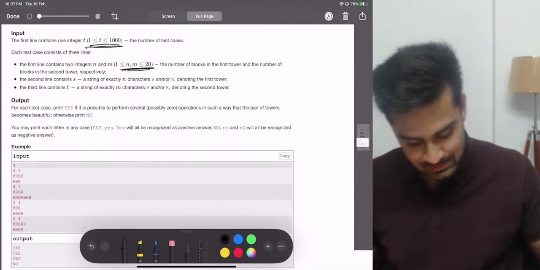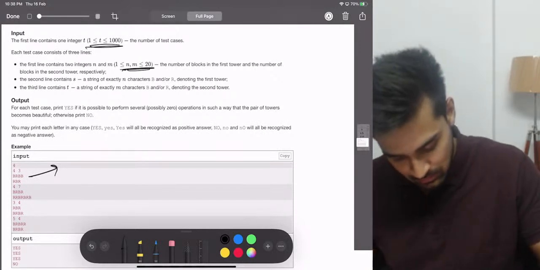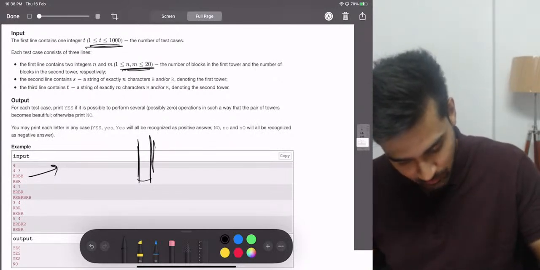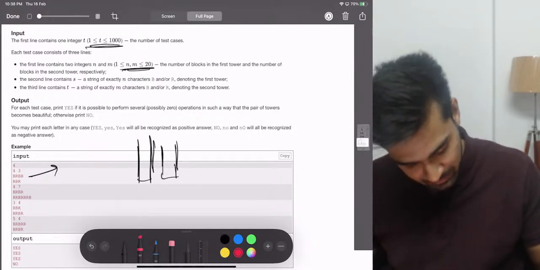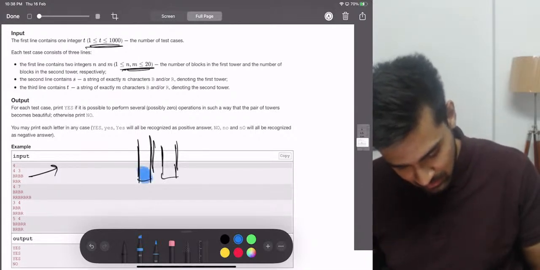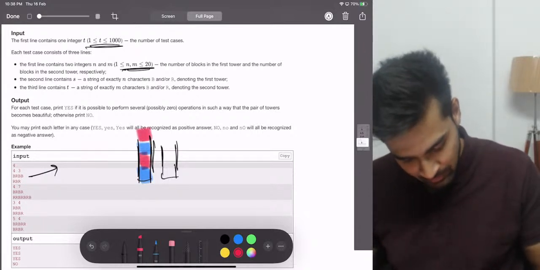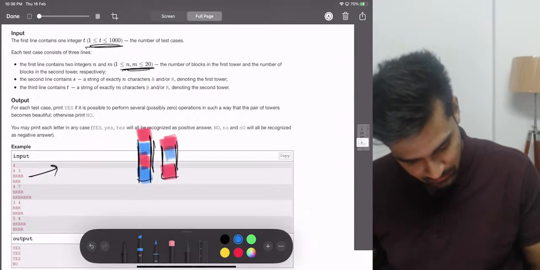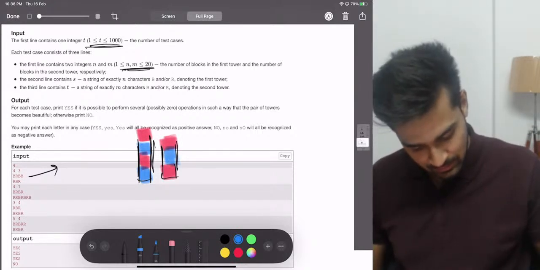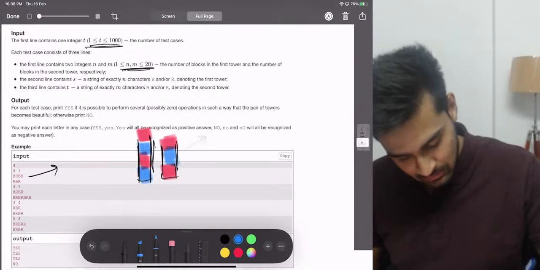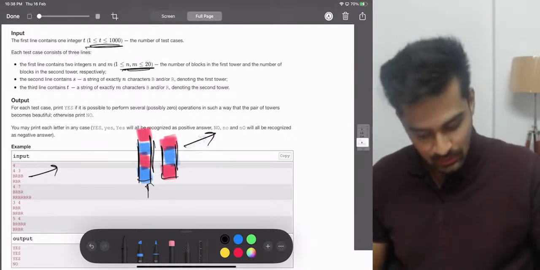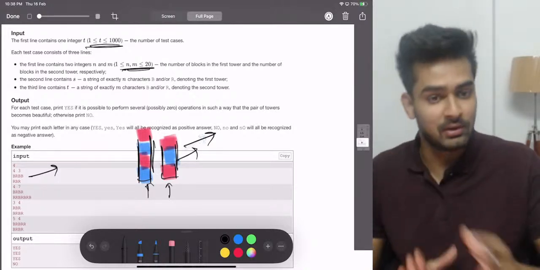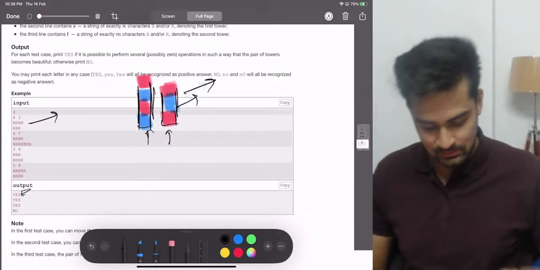So if you look at the very first example, we have two towers. One is this of size 4 and one is this of size 3. And now if you see, what do we have? B, R, B, B. So we have B, B, R, R. And in the other one we have red, blue, red. As you can see in this one, this is already sorted in terms of red, blue, and this is also sorted. So both of these are already beautiful, therefore the answer is yes.